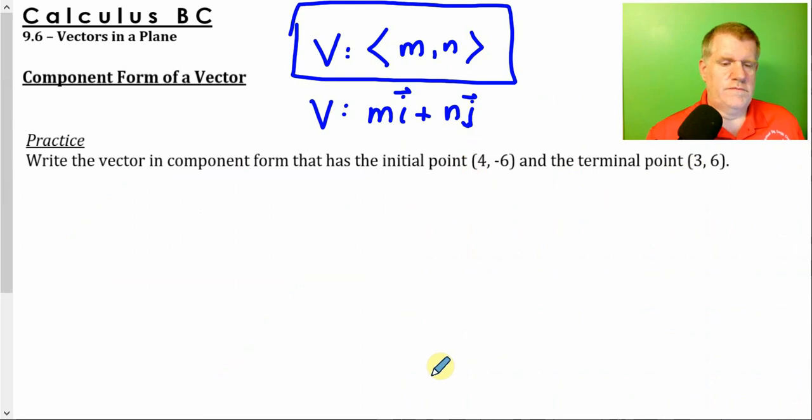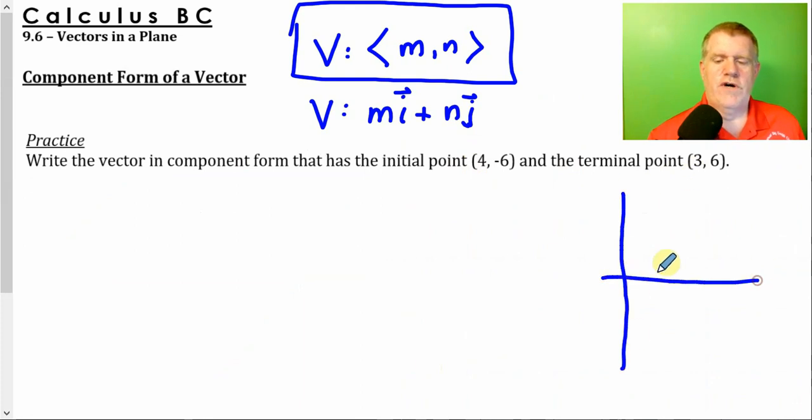All right. So how do we write the vector that starts at 4, negative 6 and goes to 3, 6? Visually, I think it's pretty easy to see. So if we go to 4, negative 6, 1, 2, 3, 4, negative 6 would be down here. And then 3, 6, 1, 2, 3, 6 up here. If this is our initial point, and this is our ending point, that's our vector. So how do we write that in component form?